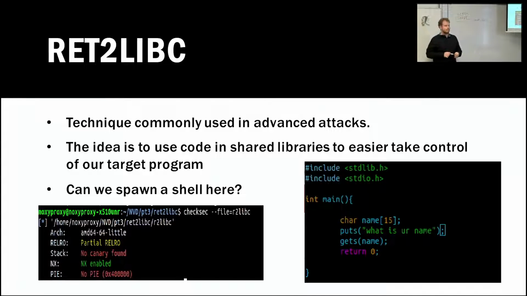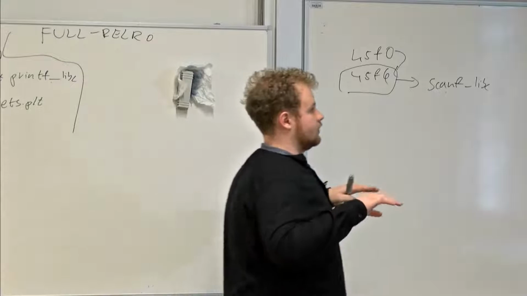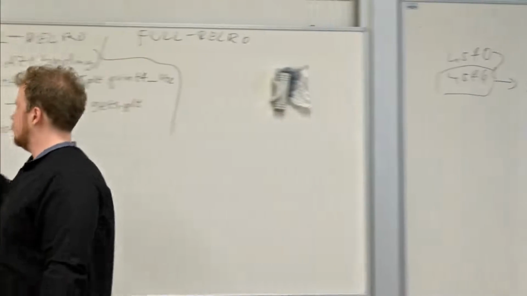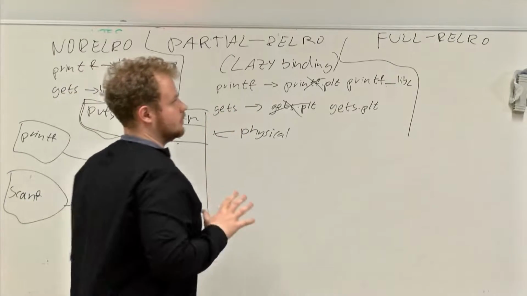But the question now is, can we spawn a shell here, or can we execute arbitrary code just from that? There is no win function here. This is the difference today. We don't have a win function that we can jump to just to prove that we've redirected code execution. Here, there's nothing. But it is dynamically linked. So we do have libc.